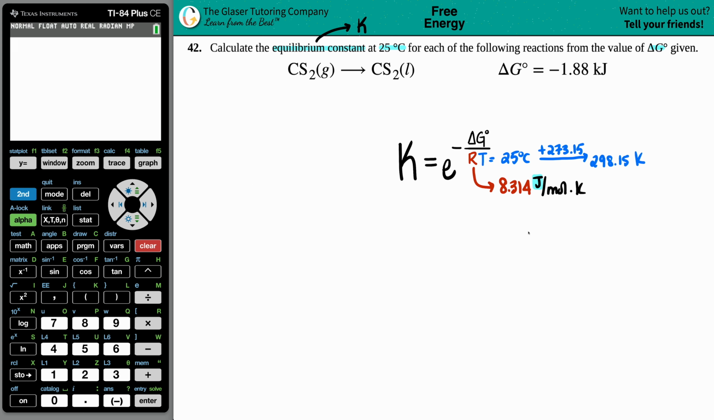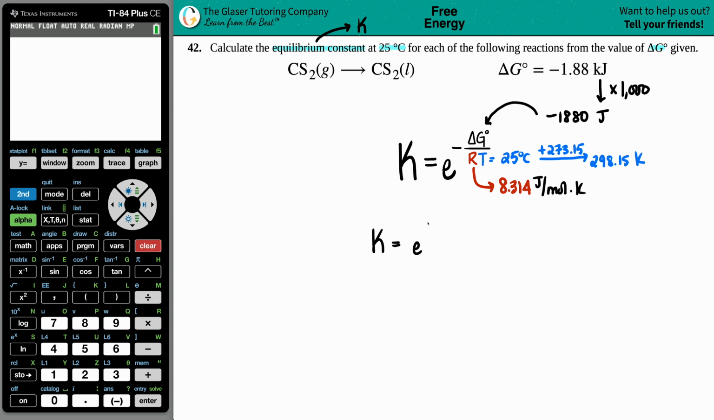In the R value, joule is allowed. But for our delta G value, they gave it to us in kilojoules. So I'm going to have to convert kilojoules into joules. Kilojoules into joules, we always multiply by 1,000. Similarly, you can take this decimal and move it to the right 3 places. So this would be a negative 1,880 joules. And that's now the number that's going in for your delta G. Everything is accounted for here, so let's just plug it in.